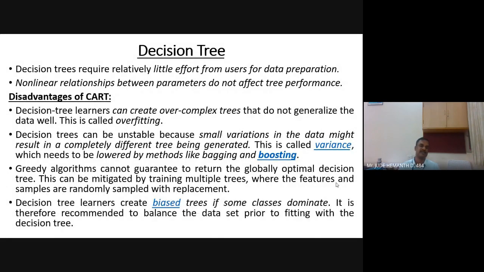And decision tree learners create biased trees if some classes dominate.